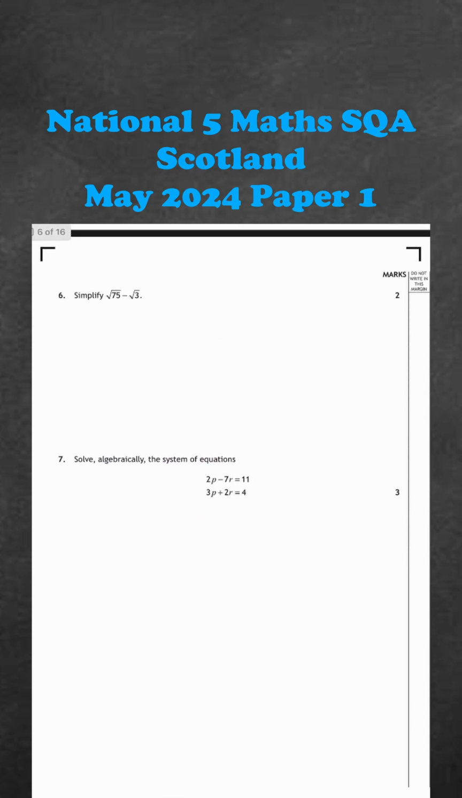Question 6. Simplify root 75 minus root 3. So root 75 is the same as saying the square root of 25 times 3, which is the same as saying the square root of 25 times the square root of 3, which is the same as saying 5 root 3. So root 75 minus root 3 is the same as saying 5 root 3 minus root 3, which is the same as 4 root 3.